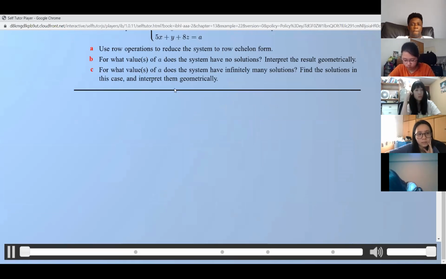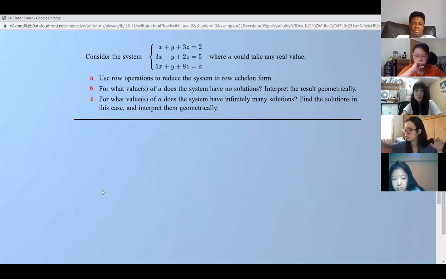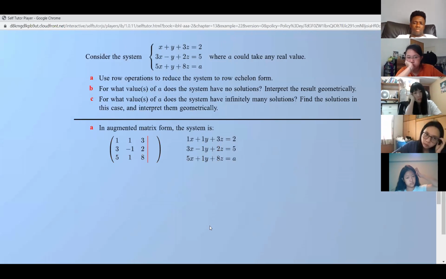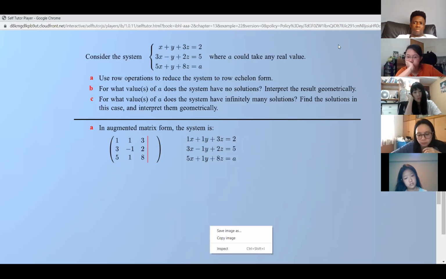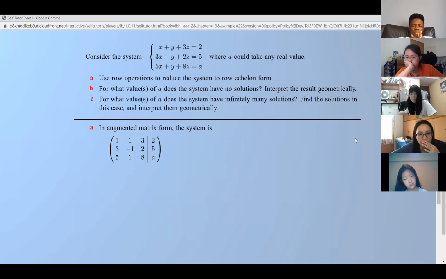Let's go. In this question, we are given a 3x3 system of equations in the variables x, y, and z, but there is also an unknown constant a in one of the equations. We write the system in augmented matrix form using the array of coefficients of the variables, a vertical line for the equals signs, and the array of constants. We can see that we already have a 1 in the top left corner, so we concentrate on getting a triangle of zeros in the bottom left-hand corner.